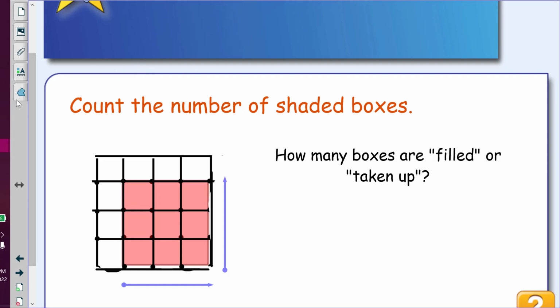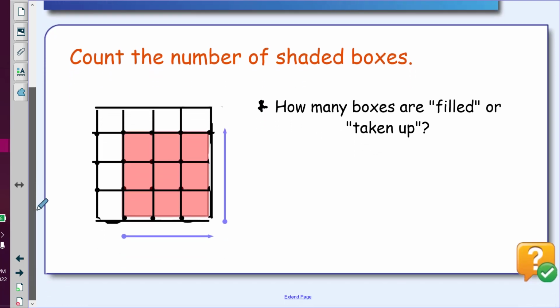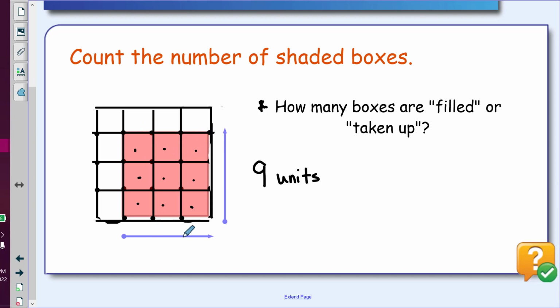So when we're finding the area of two-dimensional figures, this figure here in the middle, this shaded part, each one of these boxes is a unit. So we want to know how many boxes are filled or taken up. That's the kind of question that you're going to get with area. How many boxes are filled or taken up? We have 1, 2, 3, 4, 5, 6, 7, 8, 9. And that's one way. So we would say that this is 9 units. That's the area. The total area of this would be 9 units.